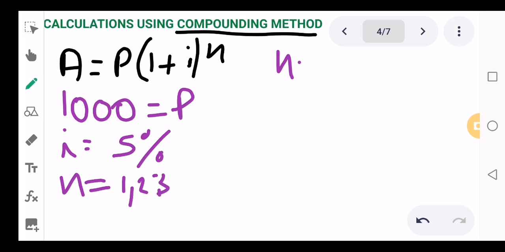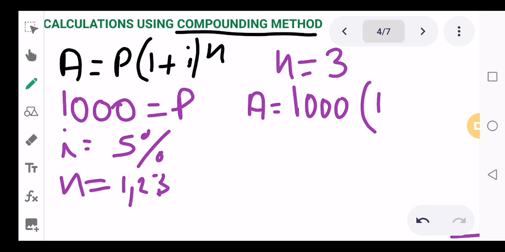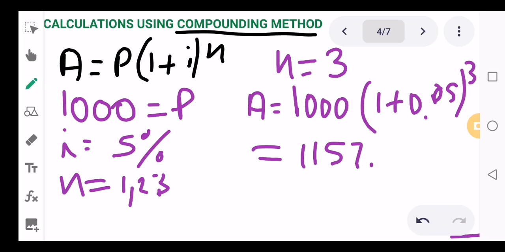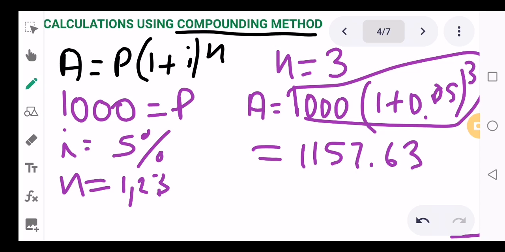N is equal to 3. What's the amount? Again the same formula. Amount is equal to principal into 1 plus 0.05 to the power n. N is 3. And the amount will be equal to 1157.63. When you calculate this with a calculator, you will get this amount. So you can check the calculation once.